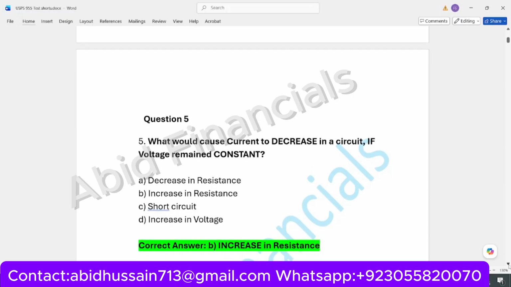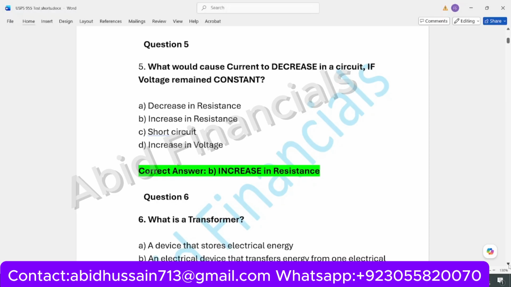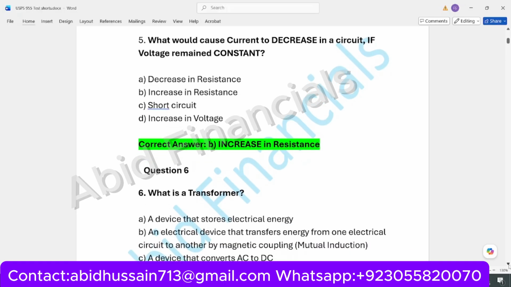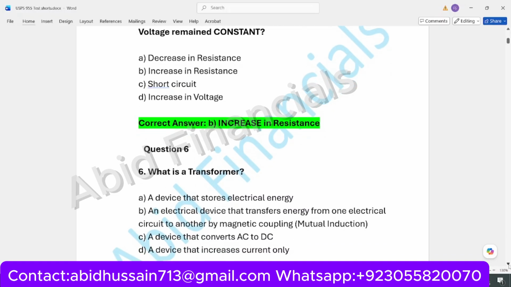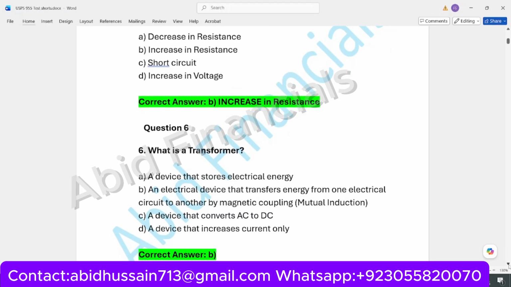Question number 6: what is a transformer? Option A: a device that stores electrical energy. B: an electrical device that transfers energy from one electrical circuit to another by magnetic coupling. Option C: a device that converts AC to DC. And option D: a device that increases the current only. The correct option is option B: an electrical device that transfers energy from one electrical circuit to another by magnetic coupling.